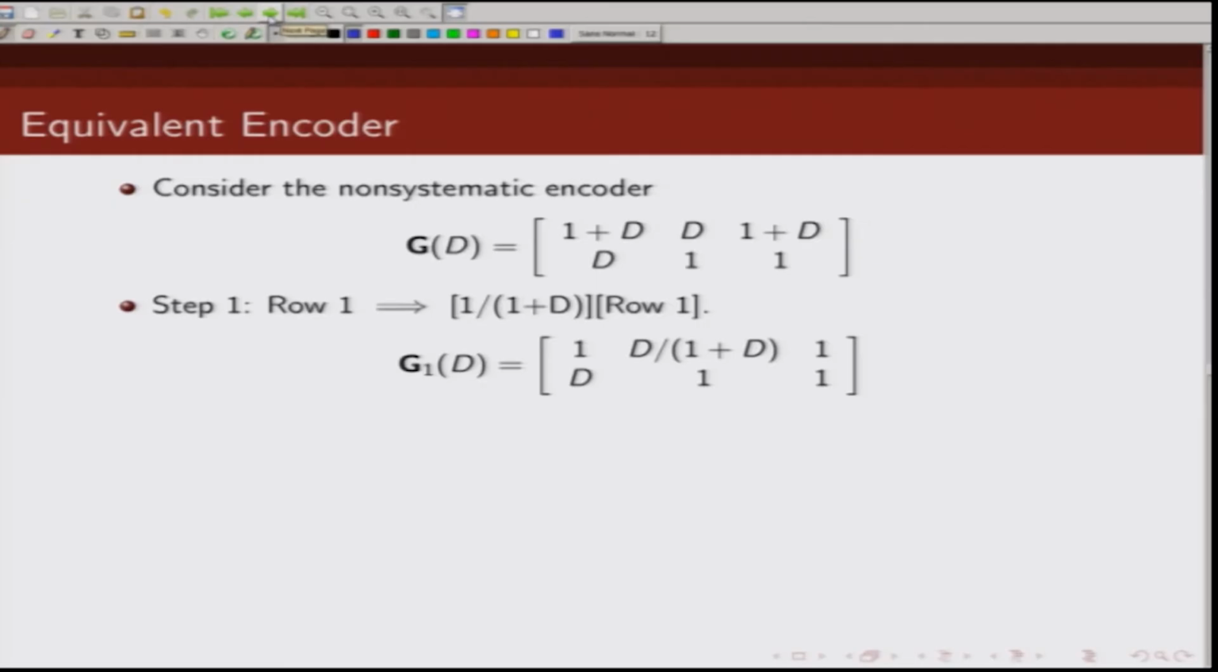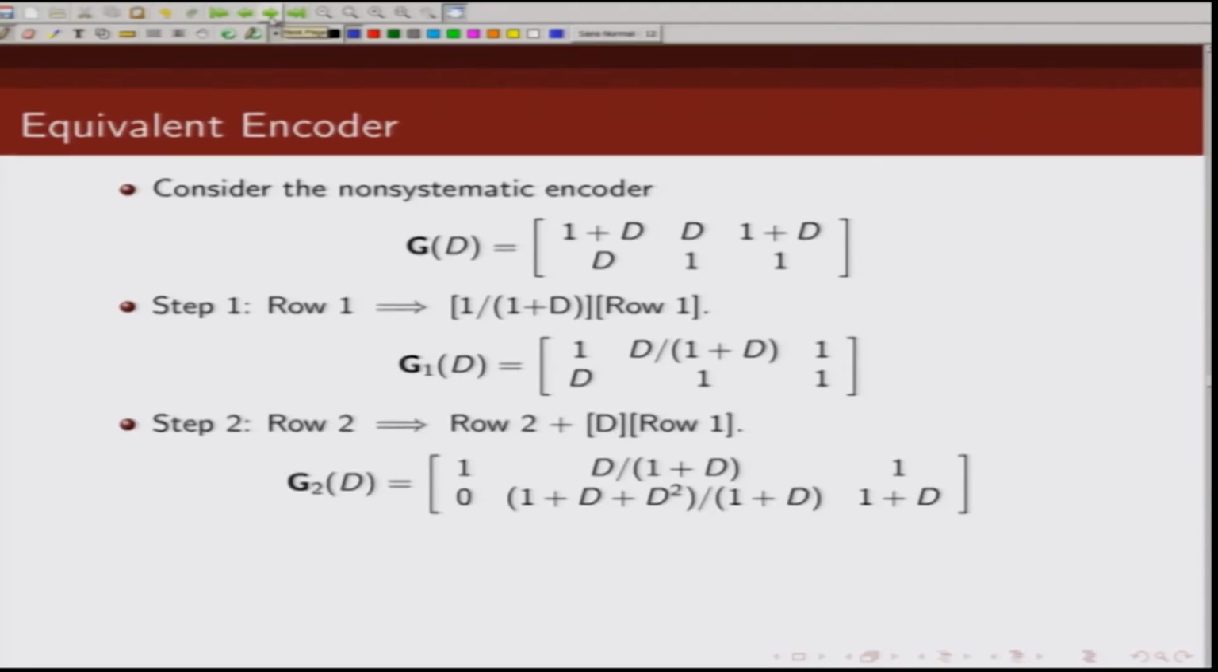So, first, for row 1, we will try to make this as 1. How can we make this as 1? If we multiply row 1 by 1+D, this term will become 1, this term will become D/(1+D), and this term will become 1. We leave the second row unchanged.